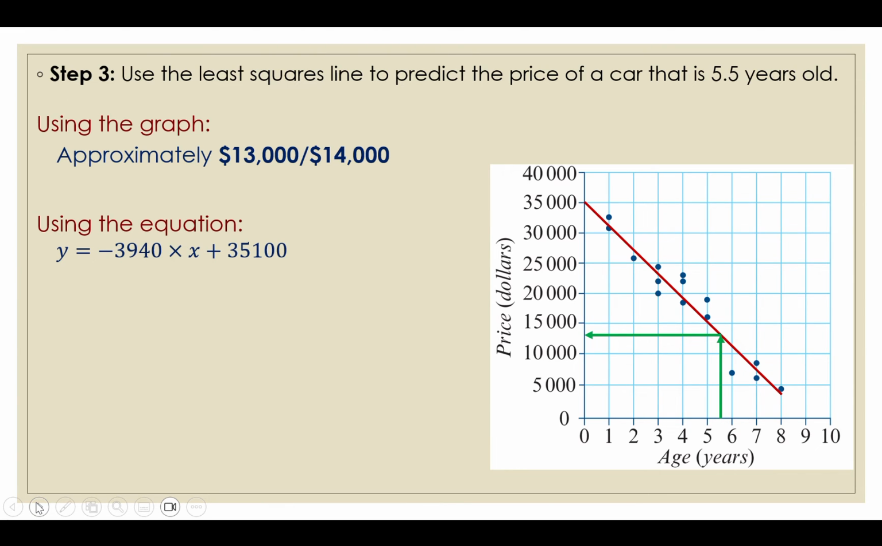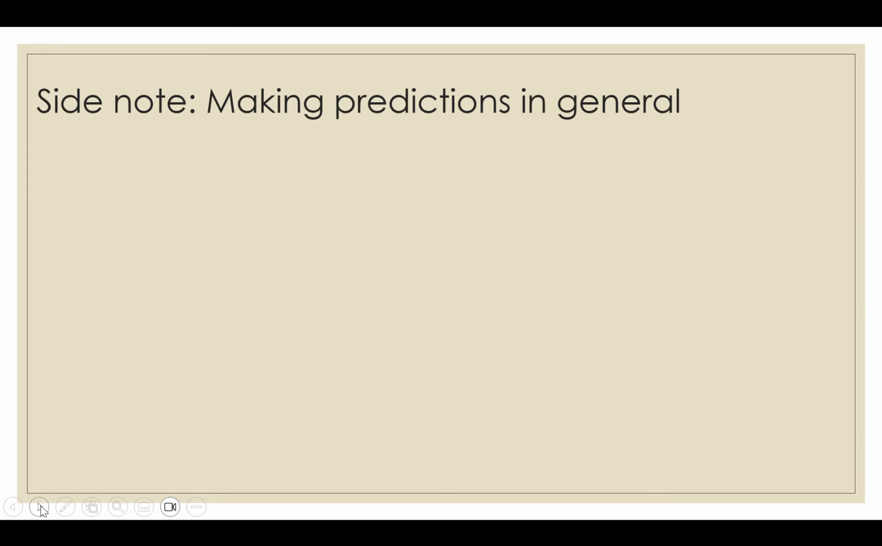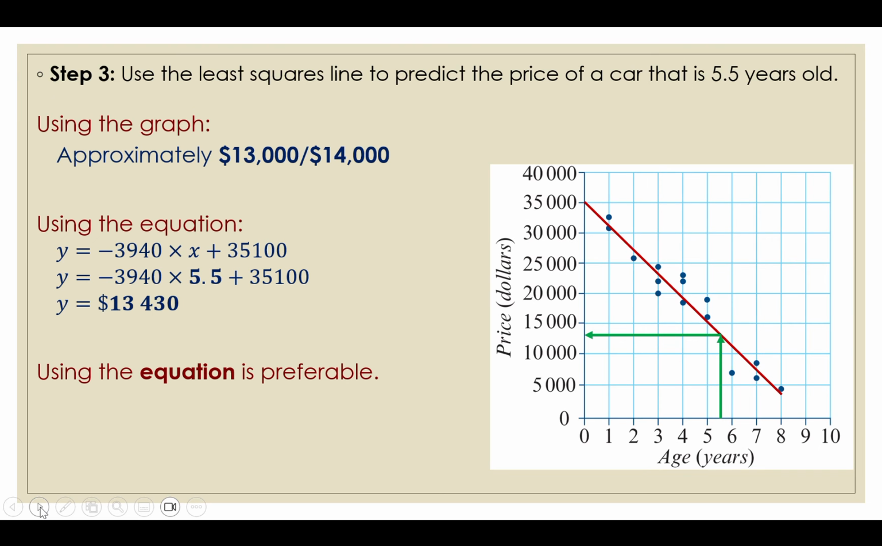Using the equation, we substituted in 5.5, and there's the exact answer, 13,430. That would be more of a calc-assumed approach, whereas using the graph would be more of a calc-free question. If you were asked to do that, they might be divided into those two different ways. Unless the question says otherwise, in a calc-assumed question I would probably try to be the more accurate one, which was the second one there. And as we said, using the equation is more preferable.